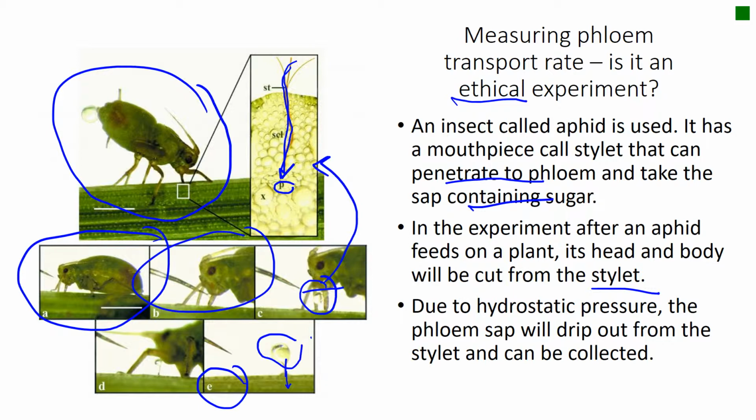However, the sap from the phloem will drip out. Why? Because if you still remember, phloem has hydrostatic pressure, and this water pressure will cause some of the phloem sap to appear at the remaining part of the stylet.